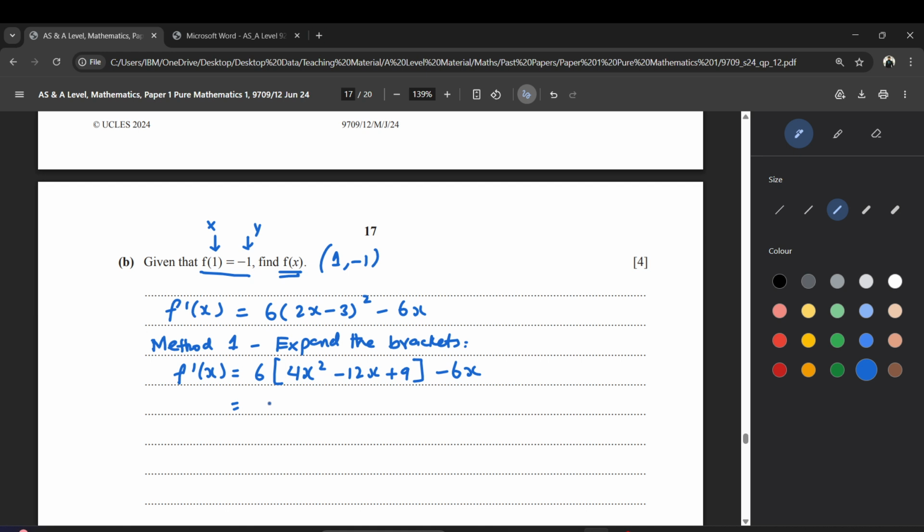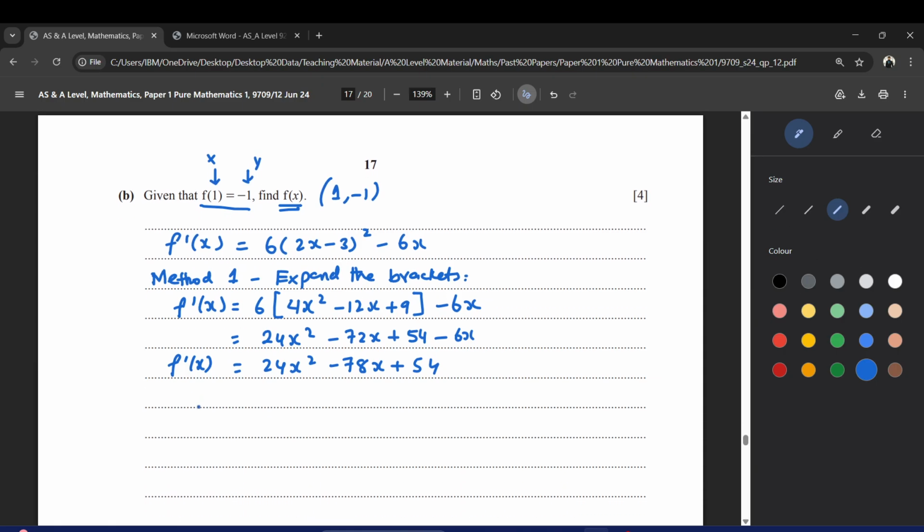6 times 4, that would be 24x squared minus 72x plus 54 minus 6x. 24x squared minus 72x minus 6x, that would be minus 78x plus 54. This is my gradient function.